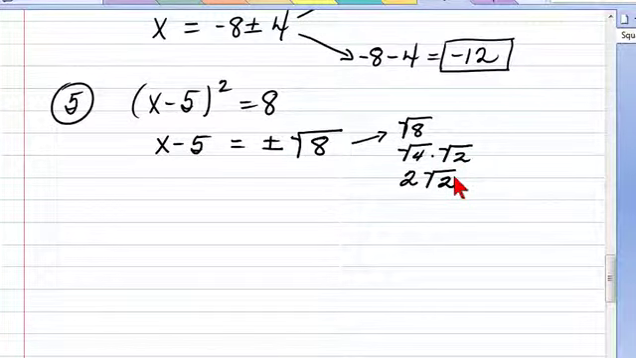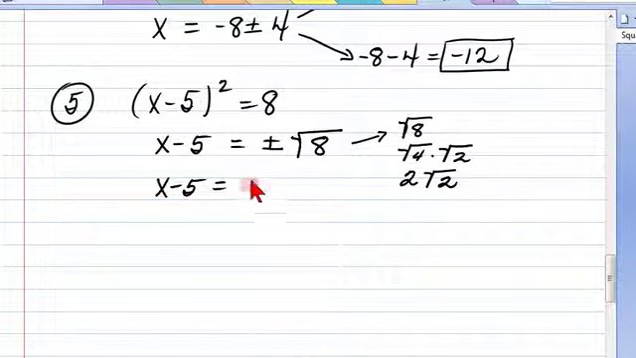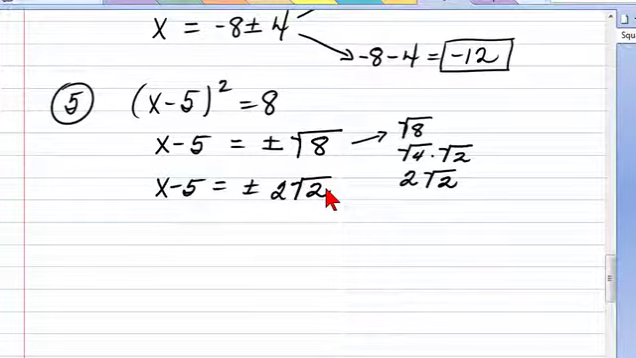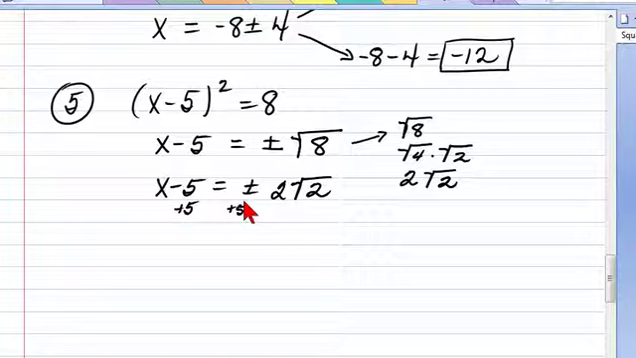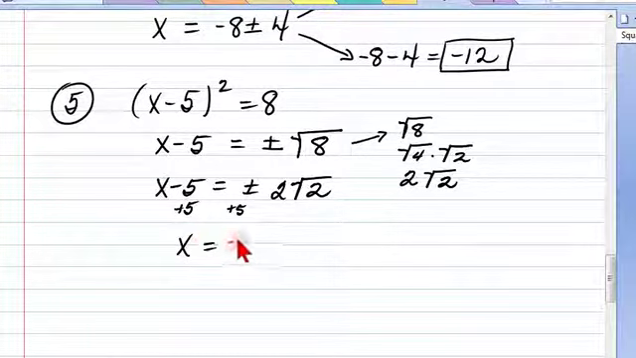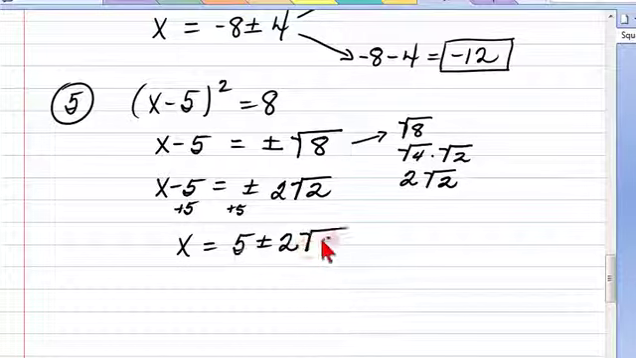So now I'm about to really answer your question about how you finish these problems. So I have x minus 5 is equal to plus or minus 2 times the square root of 2. Now I'm not quite through because it doesn't say x equals yet, so I'll add 5. I'd like to put it in front of that symbol. So I have x is equal to 5 plus or minus 2 times the square root of 2.